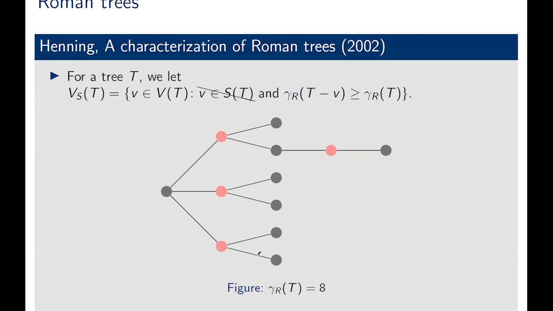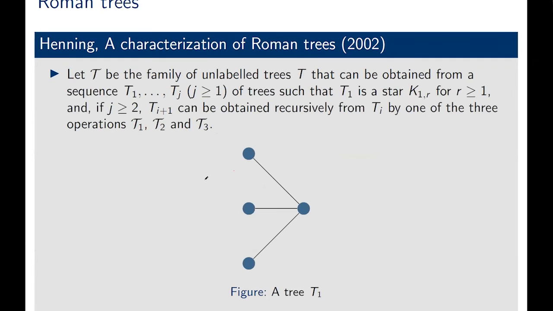So for example, that tree has Roman domination number equal 8. This tree is Roman. If we remove that vertex, the Roman domination number decreases to 7. So that vertex does not belong to VS. That vertex also is 7, so it also does not belong there. This is 8, so that vertex belongs to VS. And so on.